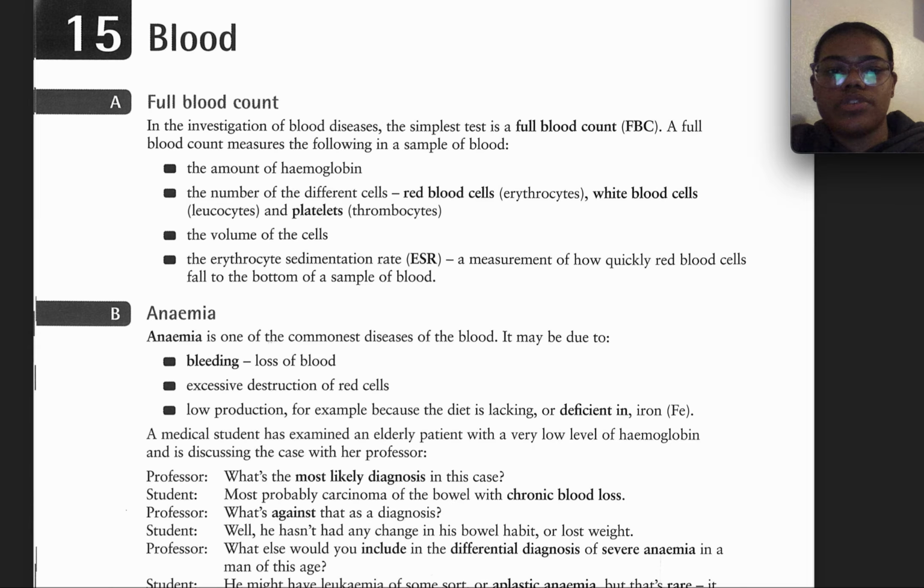A full blood count measures the following in a sample of blood: the amount of hemoglobin, the number of the different cells, red blood cells (erythrocytes), white blood cells (leukocytes), and platelets (thrombocytes), the volume of the cells, and the erythrocyte sedimentation rate, a measurement of how quickly red blood cells fall to the bottom of a sample of blood.